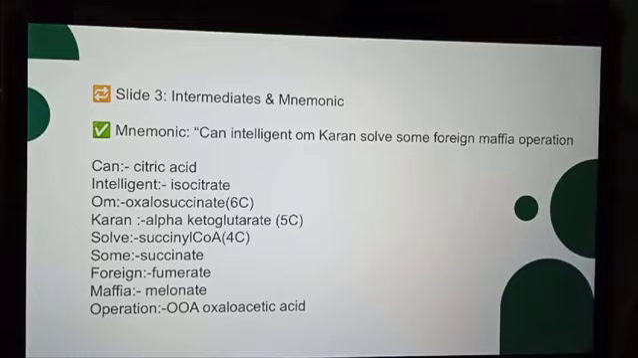Then Karan stands for alpha ketoglutarate, which is of 5 carbon. Solve stands for succinyl CoA, which is of 4 carbon. Some stands for succinate. Foreign stands for fumarate, and Mafia stands for malate, and finally Operation stands for oxaloacetic acid.